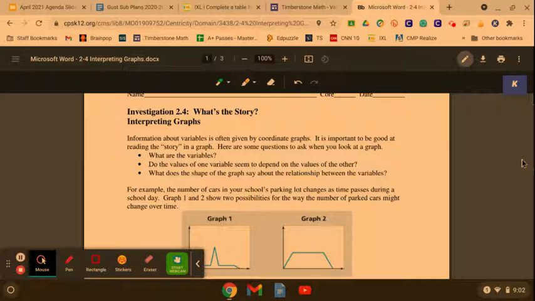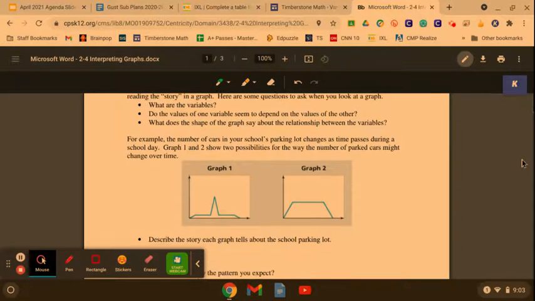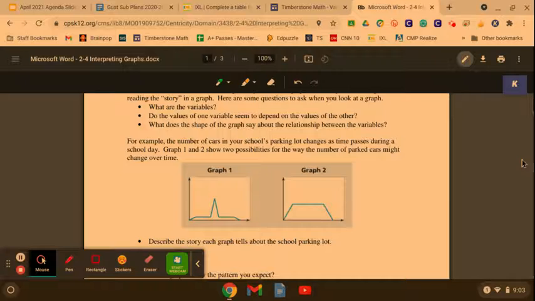So this page says information about variables is often given by the coordinate graphs. It's important to be good at reading the story in a graph. Here are some questions to ask when you look at a graph. What are the variables? Do the values of one variable seem to depend on the values of the other? What does the shape of the graph say about the relationships between the variables?